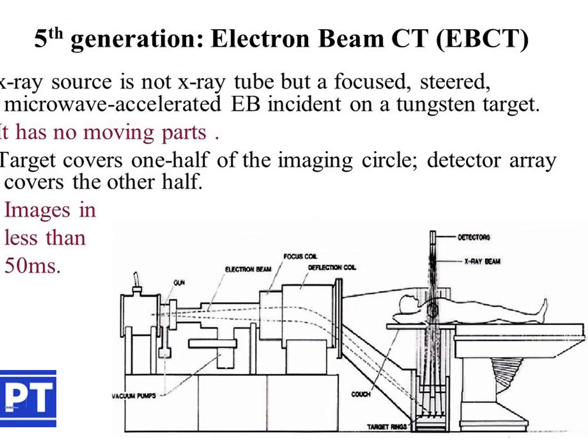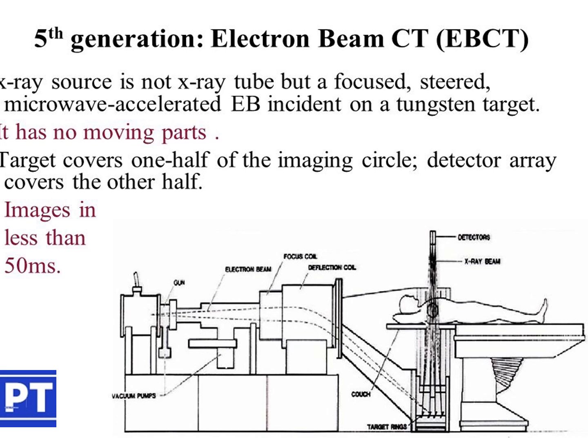Again, moving on to the fifth generation CT, electron beam CT, CBCT. So the X-ray source is not an X-ray tube. Before, from the first to fourth, we were seeing the X-ray tube. But here the X-ray source is not an X-ray tube, but a focused, steered, microwave-accelerated electron beam. The production of X-rays from the electron beam we will be discussing in the upcoming topics.